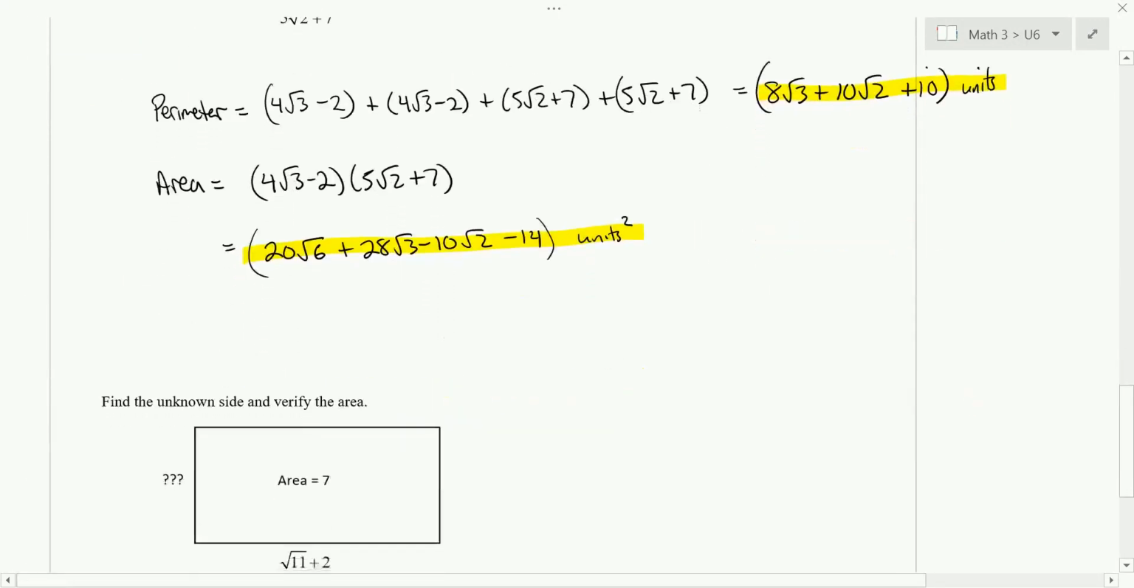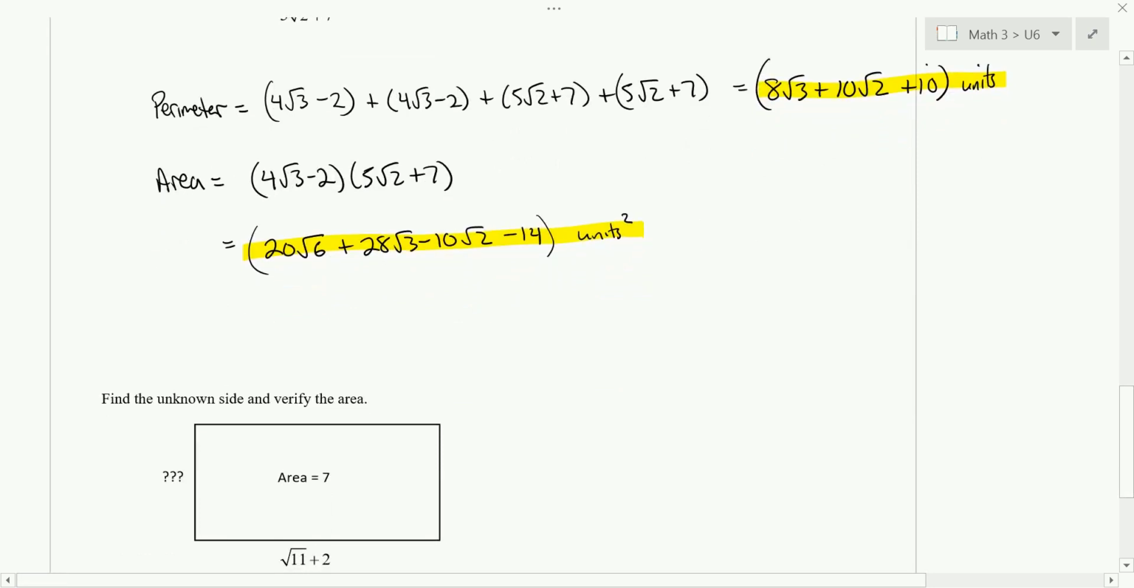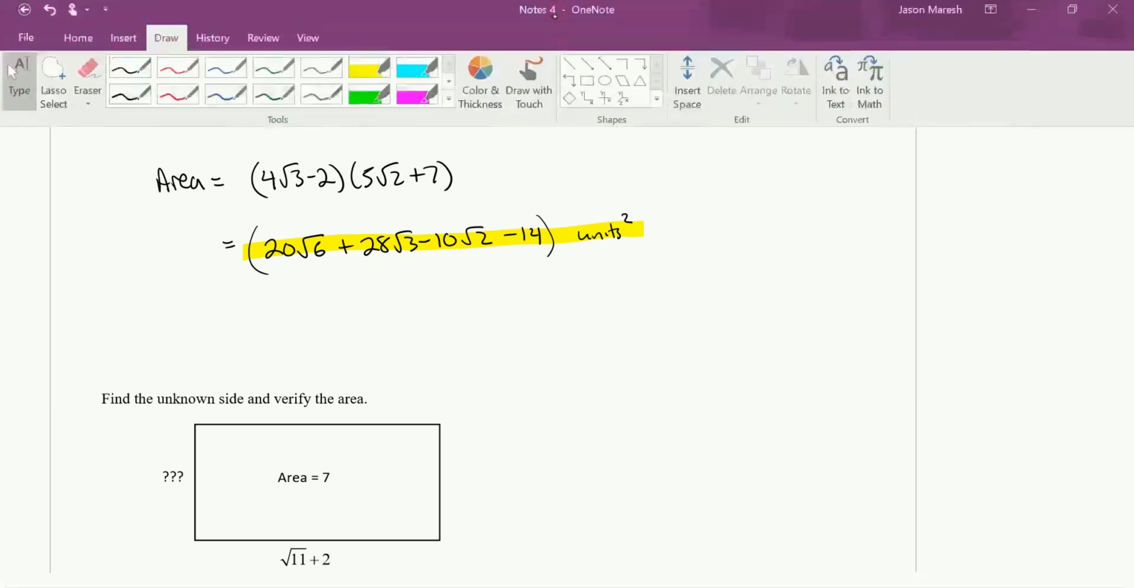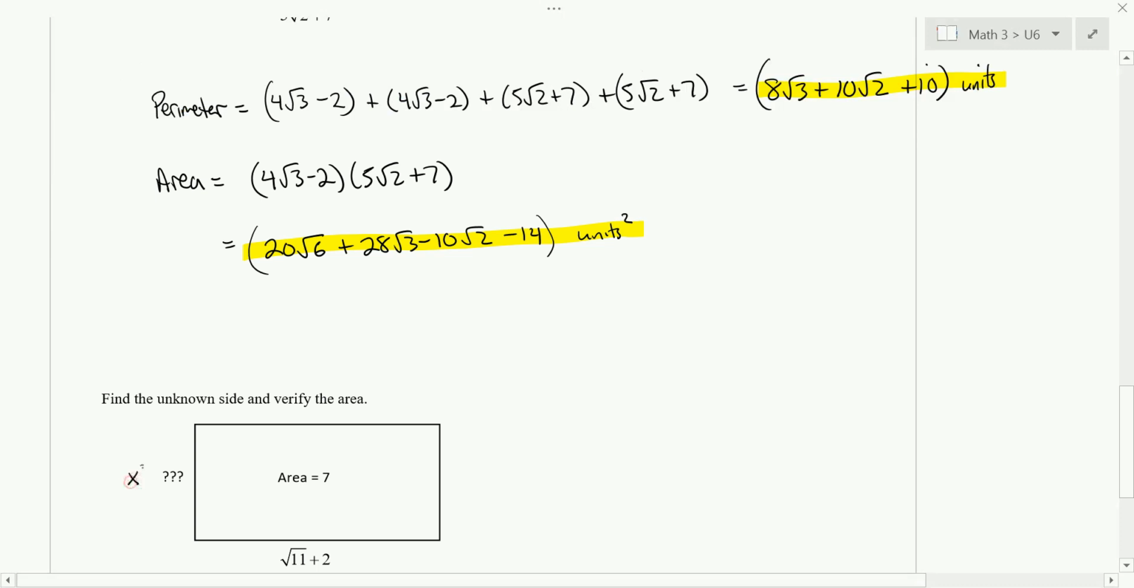And then the last one is similar to this. They give you the area. They give you one side length, and assume it's a rectangle, okay? And you've got to find this unknown side. Call that side x. So how do you find x? Okay, well, we know x times square root of 11 plus 2 is what? Is the area 7. And so like you said, divide. So x is going to be 7 divided by the square root of 11 plus 2.